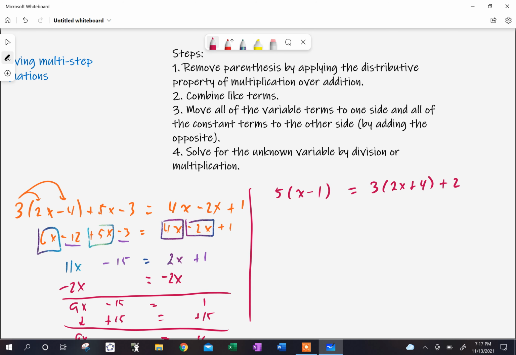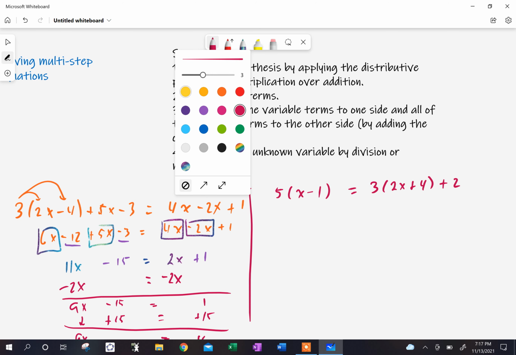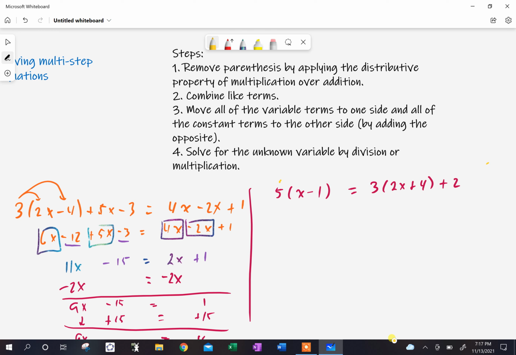All right. So once again, the very first thing I'm going to do is try to remove my parentheses by using the distributive property of multiplication over addition. So that's going to be 5x, and that's going to be negative 5. And you might say, well, Mr. Moore, what if there aren't parentheses? Well, if there aren't parentheses, you don't have to remove anything. It just means start at step 2.